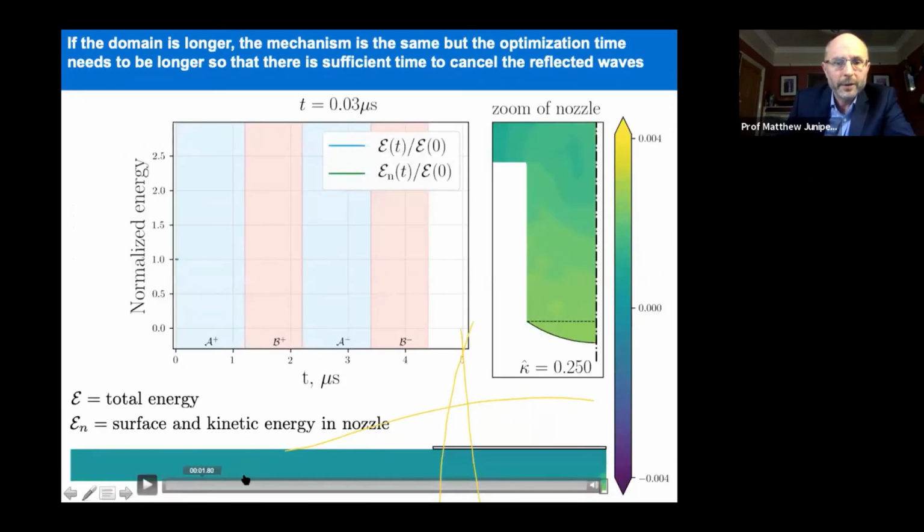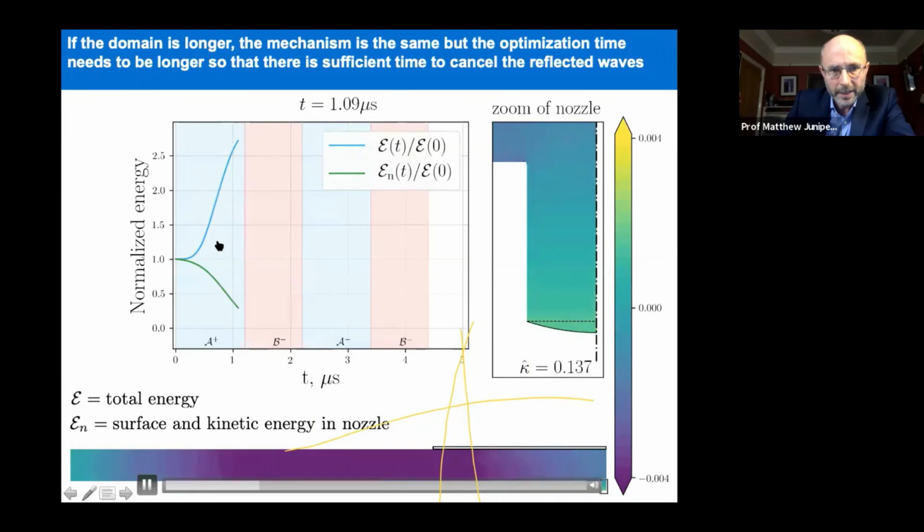What I'm showing now is exactly the same as before. Actually, it's a slightly longer actuator, but it's also a longer channel. And for the longer channel, this makes sense. You need to run optimization times for longer, because it takes longer for the waves to reflect off the end and come back. So if I just play this one, we can see now the same thing as before.